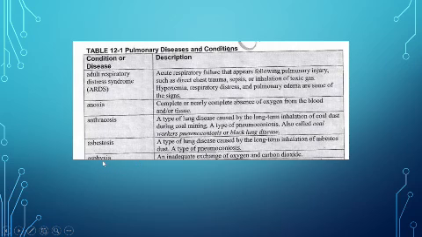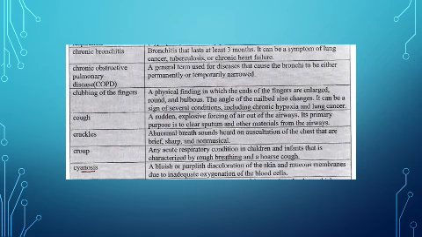Okay, asphyxia, an inadequate exchange of oxygen and carbon dioxide. Okay, clear. Then chronic bronchitis, bronchitis that lasts at least 3 months. It can be a symptom of lung cancer, tuberculosis, or chronic heart failure. Then COPD. I think you all are aware of COPD. This is nothing but chronic obstructive pulmonary disease. Remember it is a chronic disease. Chronic means long-term disease. It is a general term used for diseases that cause the bronchi to be either permanently or temporarily narrowed.